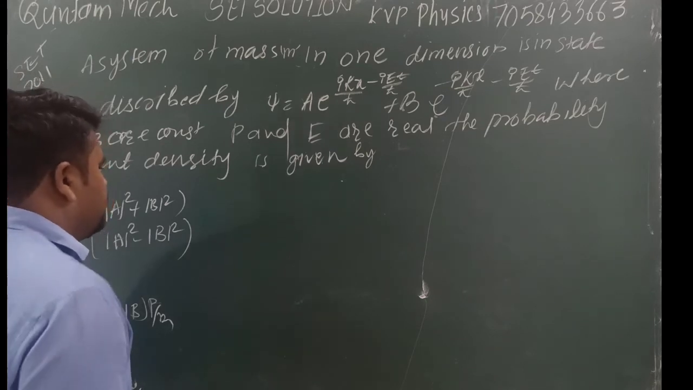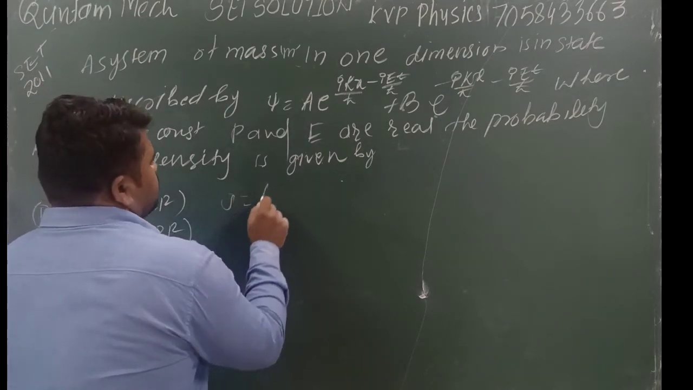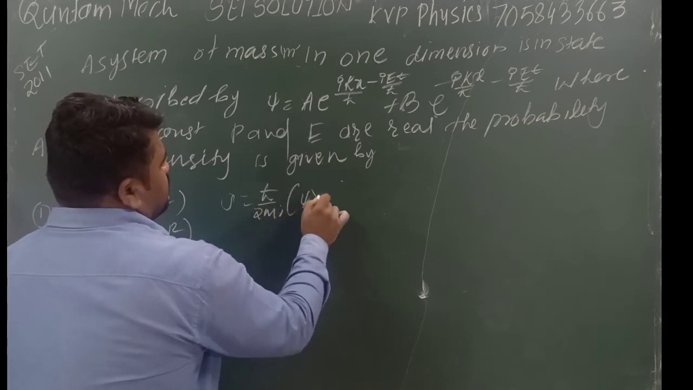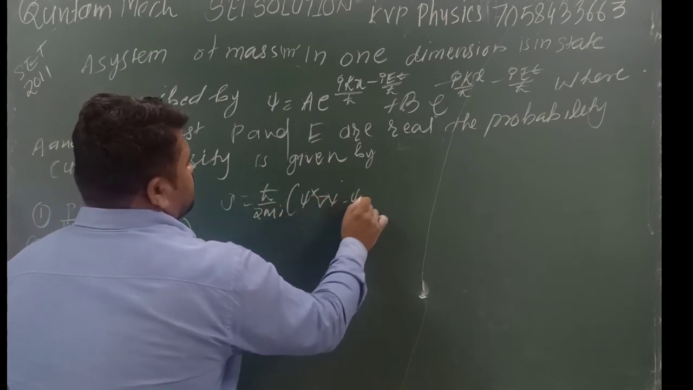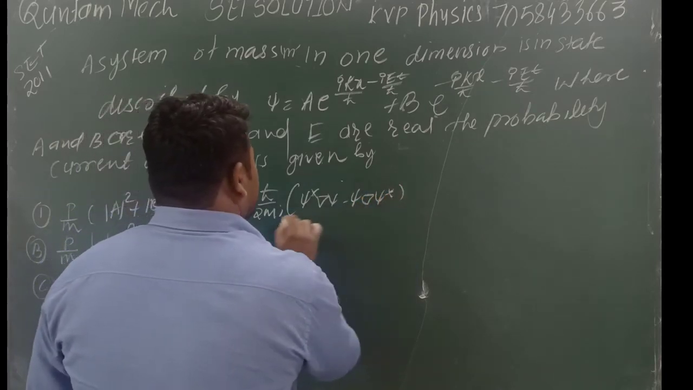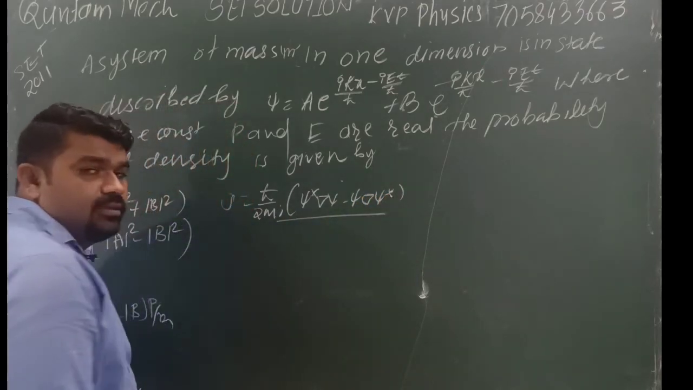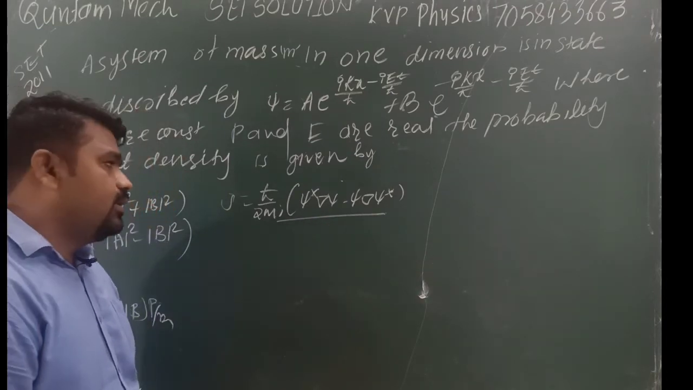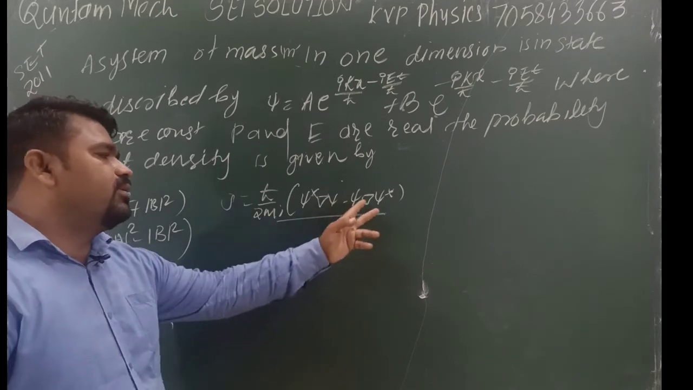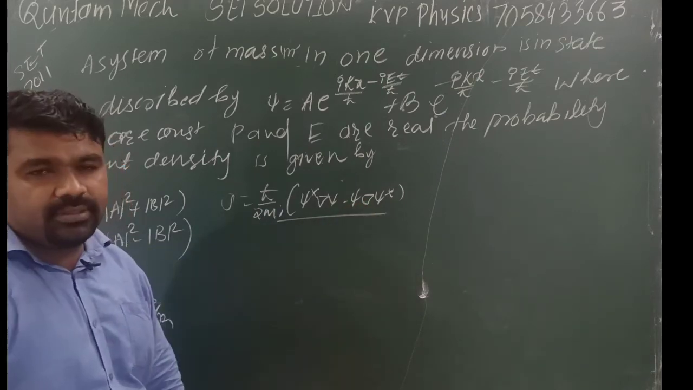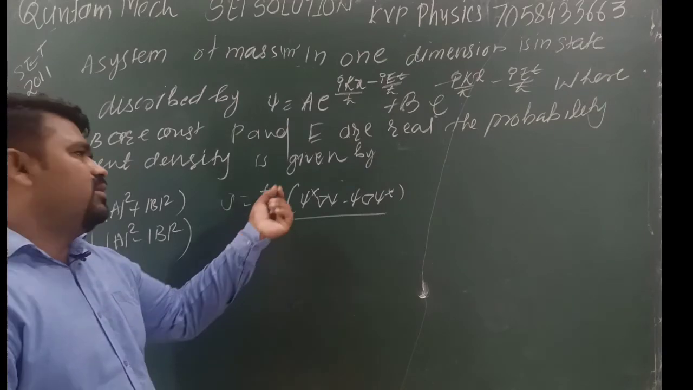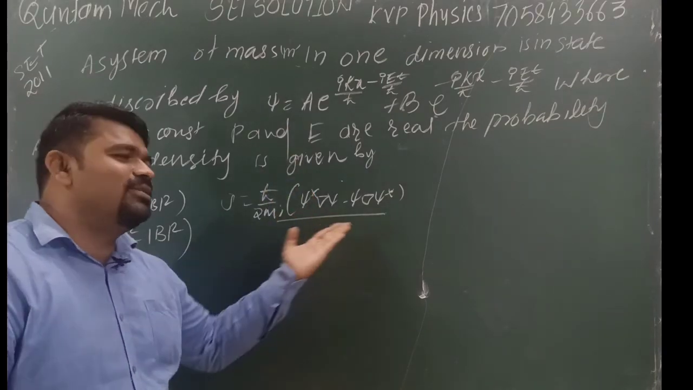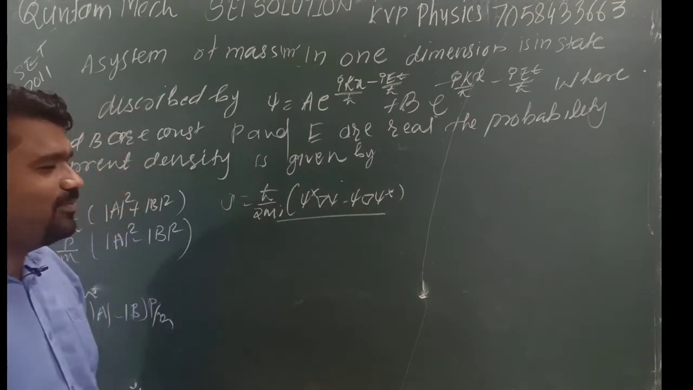is given by, we know that current density J is equal to how much? h cross upon 2mi, psi star del psi minus psi del psi star. Means we can find out the psi star. Next, take the derivative of psi with respect to x, y, z, whatever the component. Similarly, we can find out this also. Yes or no? This is asked for only 2 marks, and this calculation is very lengthy.